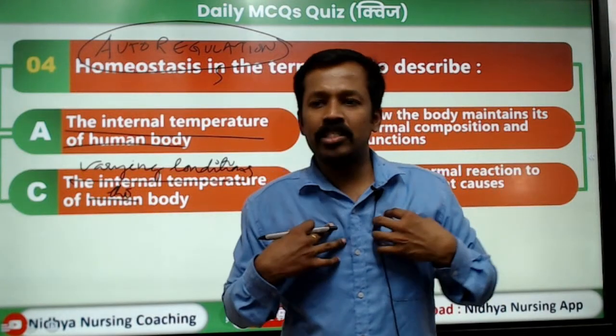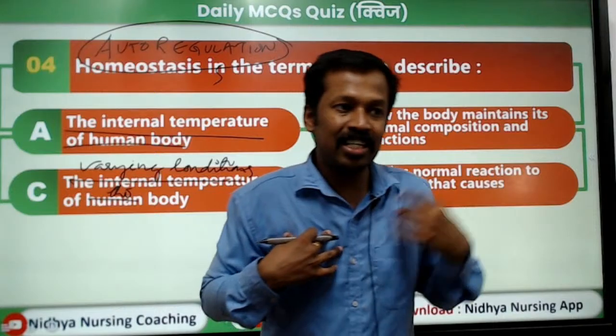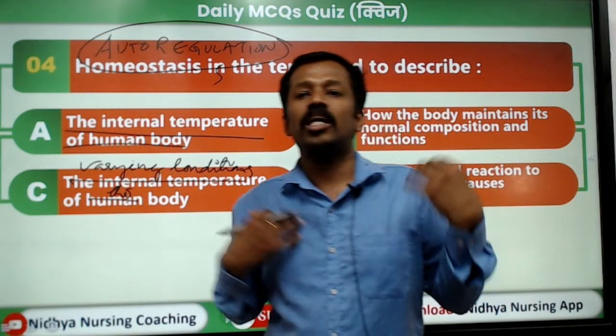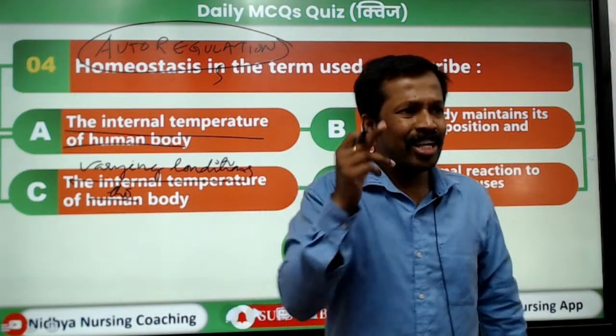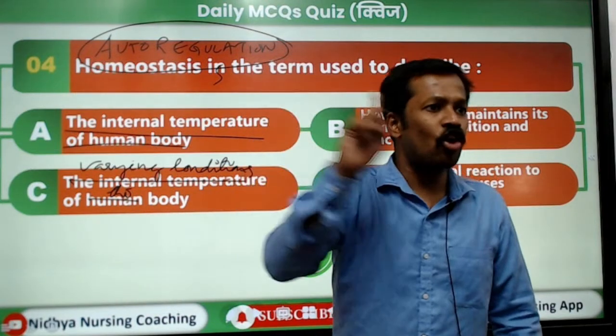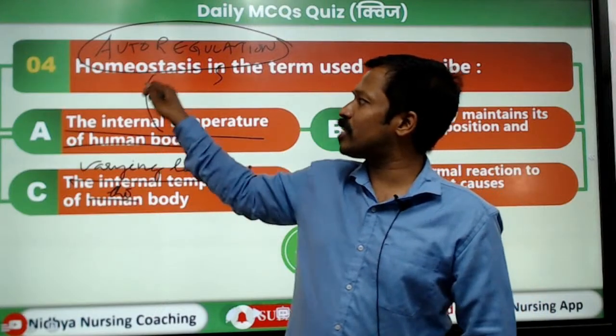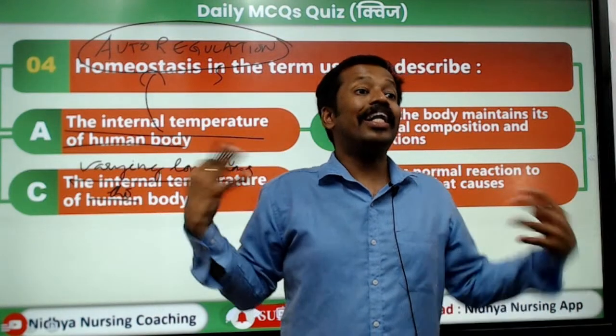Core body temperature, or visceral body temperature, is maintained by different mechanisms. That is one example of homeostasis: the internal body temperature is being maintained.